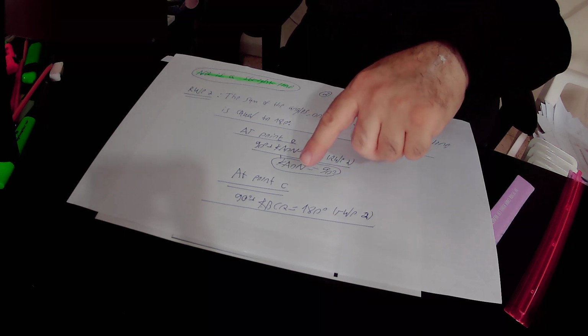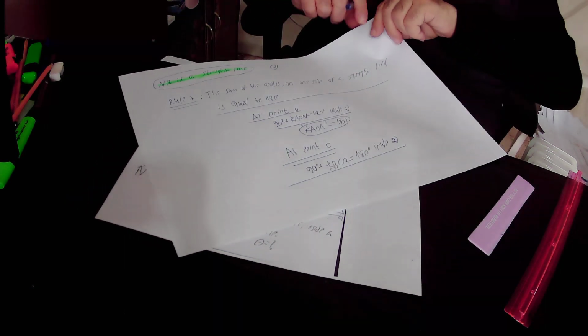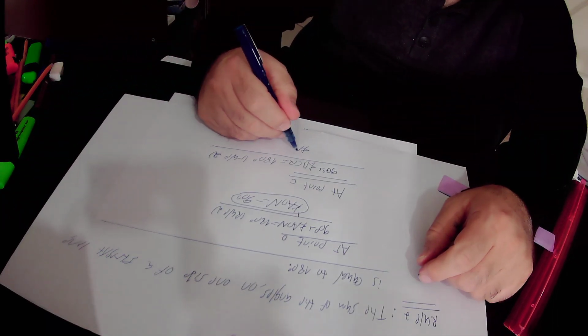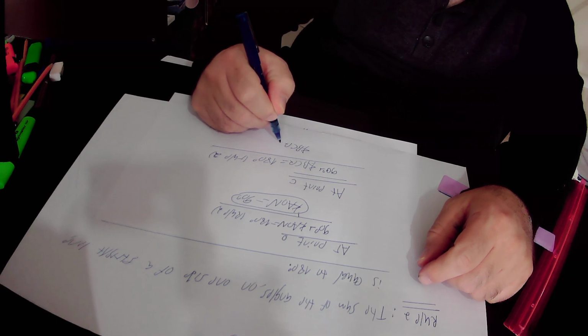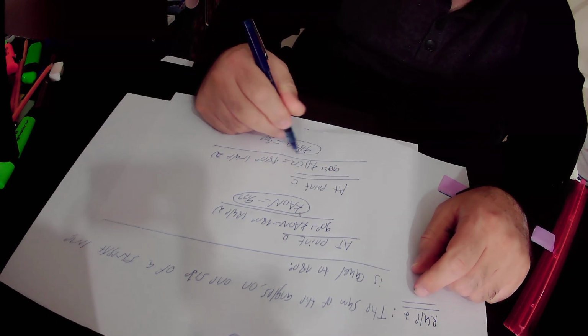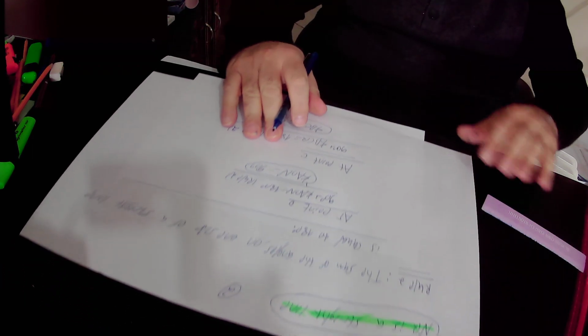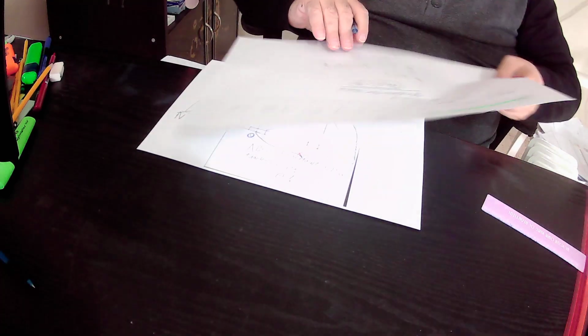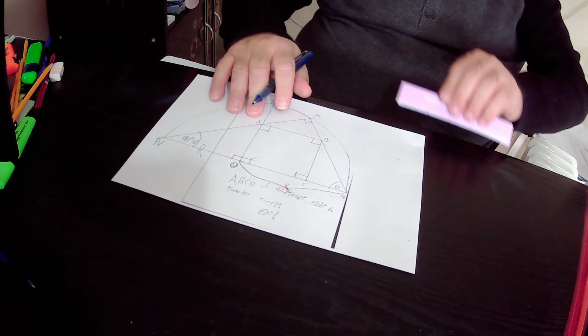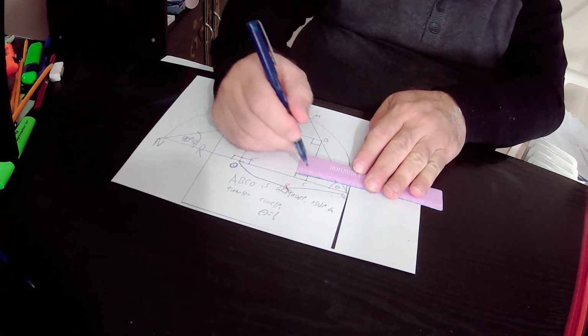We will subtract 90 degrees from this equation, and we will get that the missing angle BCQ is equal to 180 degrees minus 90 degrees, it is 90 degrees. The missing angle BCQ is equal to 90 degrees. So this angle is the right angle, it is equal to 90 degrees.